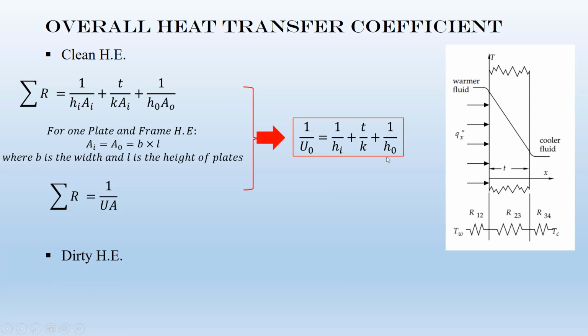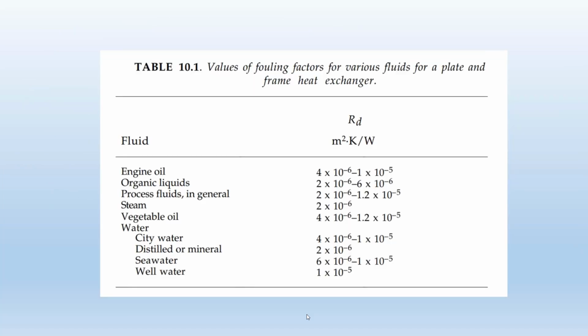For the dirty heat exchanger, you need to add the fouling factor. So you need to add two fouling factors here, R double prime for the hot fluid and R double prime fouling for the cold fluid. By having this information, you can find the overall heat transfer coefficient. It's a little bit easier than the shell and tube and double pipe heat exchangers. To find the fouling factor, as we already discussed, you can use the reference tables.